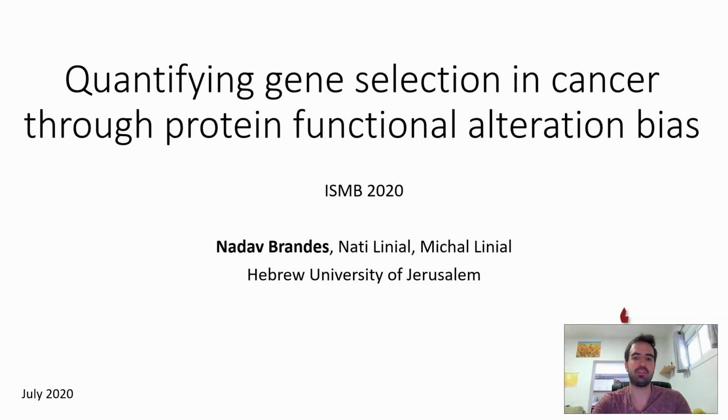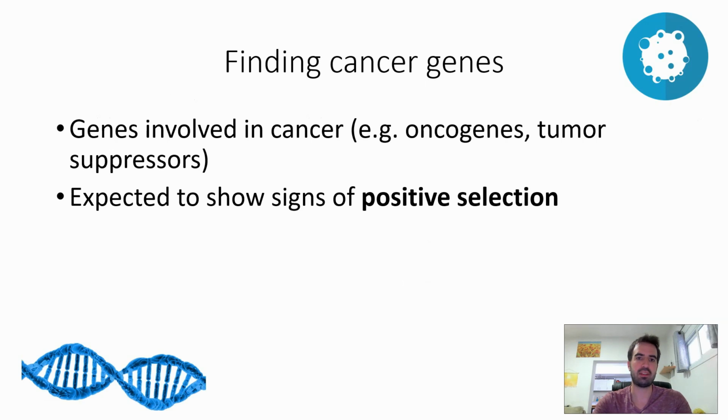I'm from the Hebrew University of Jerusalem, and today I want to tell you about our recent work, quantifying gene selection in cancer through protein functional alteration bias. So in this work, we developed an algorithm to find cancer genes. When I say cancer genes, I mean any gene that is involved in some way in cancer. So it could be, for example, oncogenes or tumor suppressors.